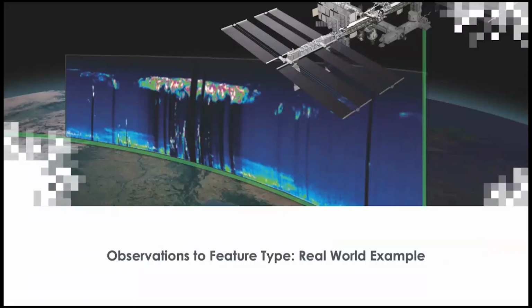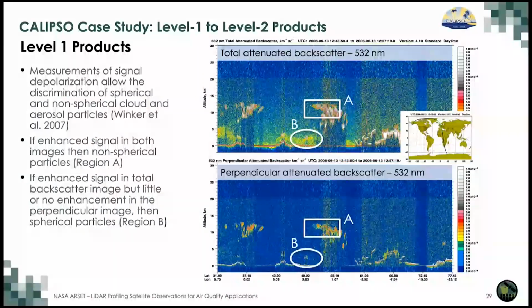Okay, so we've gone through the theory of how we get to our level 2 products. We showed some case studies with a real world example, but here let's walk through this again with CALIPSO. So here we're moving to CALIPSO. We have our total attenuated backscatter at 532 nanometers in the top, and the perpendicular component. And then hopefully looking at this, you can start to think about what sorts of features, phase and type might pop out of this.